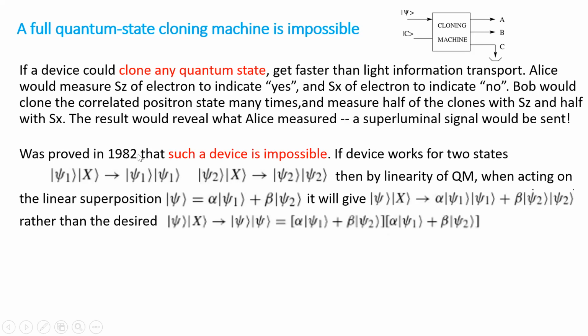Anyway, it was proved by Bill Wooters and others, Zurich and a third individual, that such a device is impossible, one that can clone any arbitrary quantum state. If so, how do we see that?